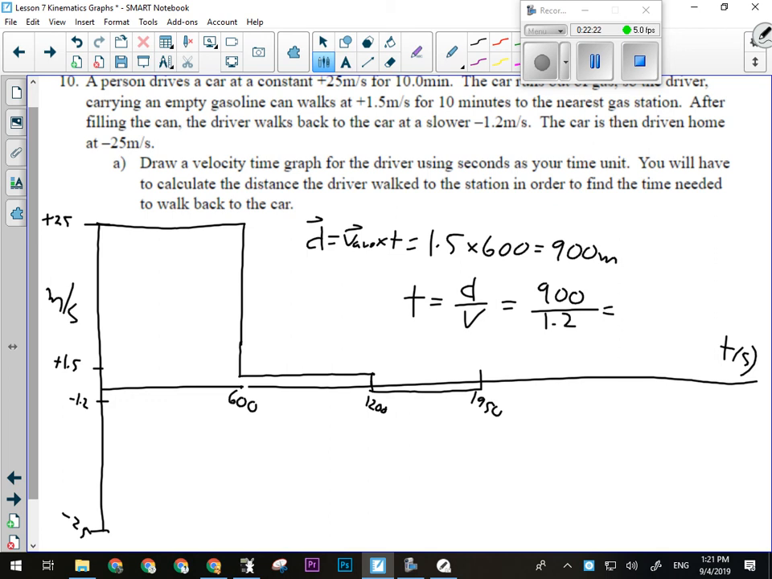And then drove all the way back home at 25 meters per second backwards. So that looks exactly like the first part of the graph, except it's below. And that would take them 600 seconds, so this would be at 2,550 seconds. That's what our graph should look like. Everybody follow what we did there?